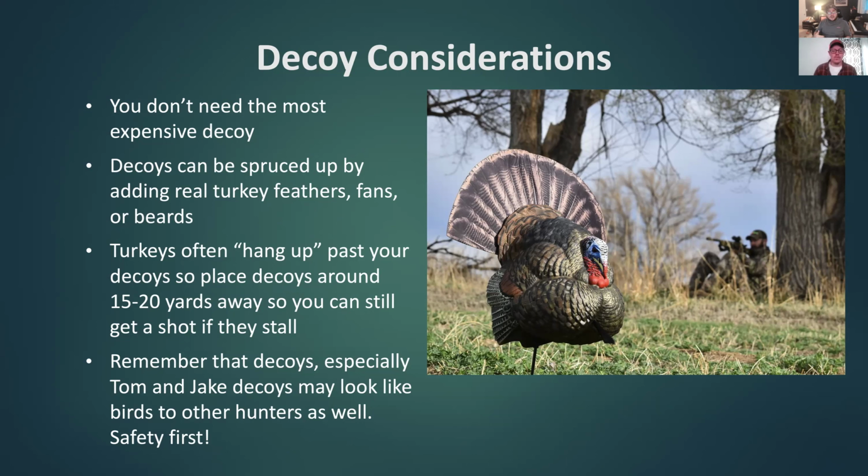But what are we trying to do? We're trying to almost do the opposite, right? He's hoping the hens come to him, and we're trying to convince him to come to a hen. So what happens often when you're using decoys is he's going to hang up 15, 20 yards past your decoys and wait. What he's waiting for is that hen to make that last little bit of commitment. So keep that in mind when you're setting up decoys.